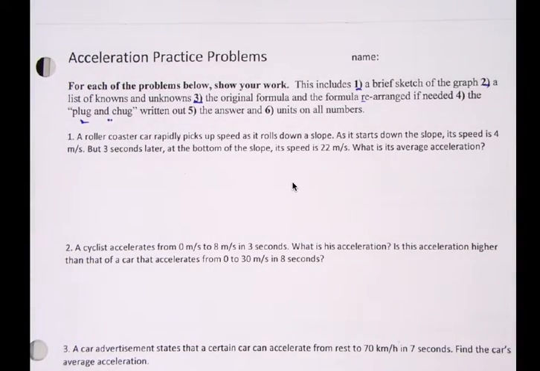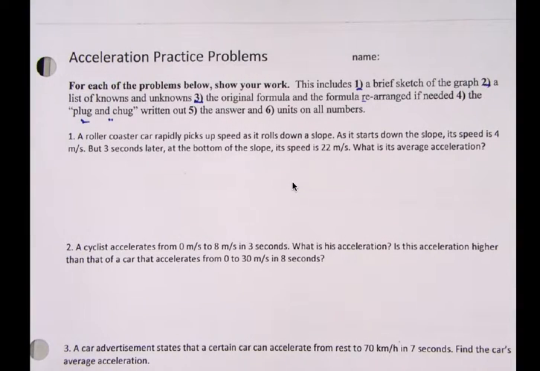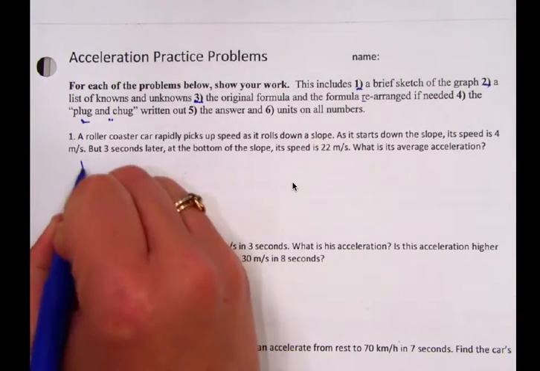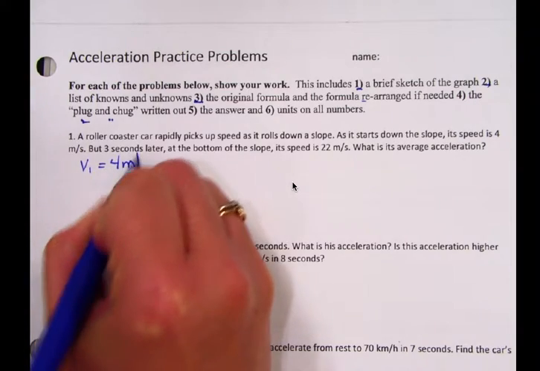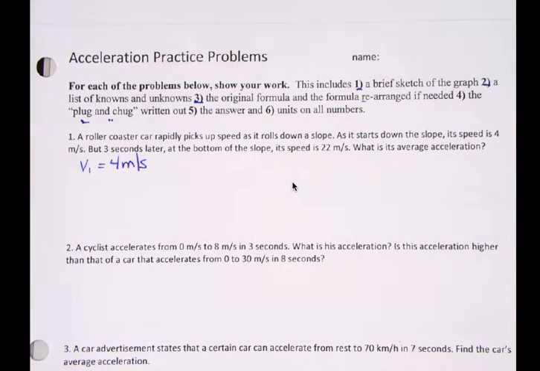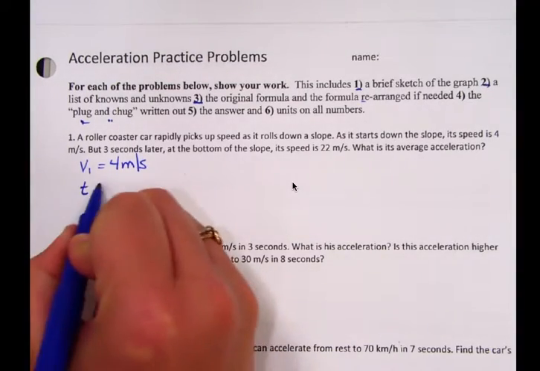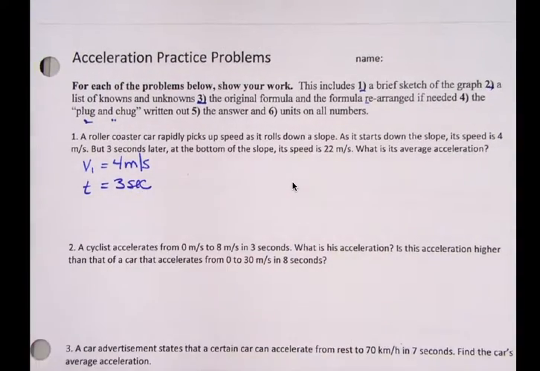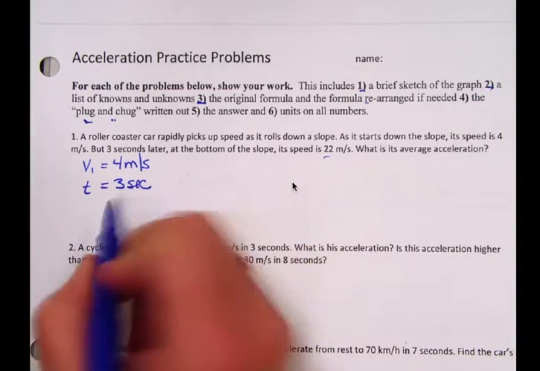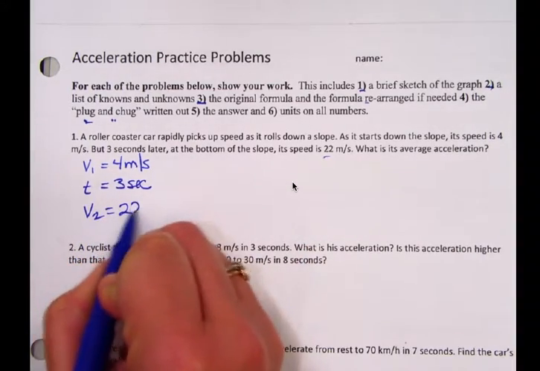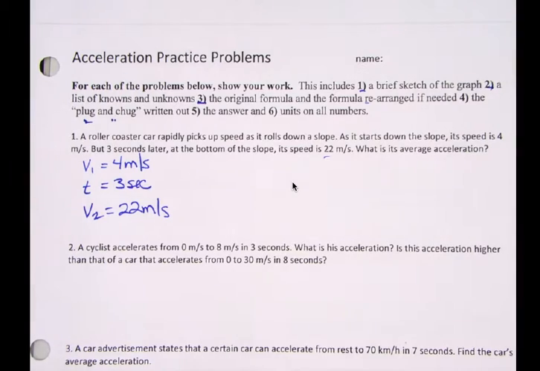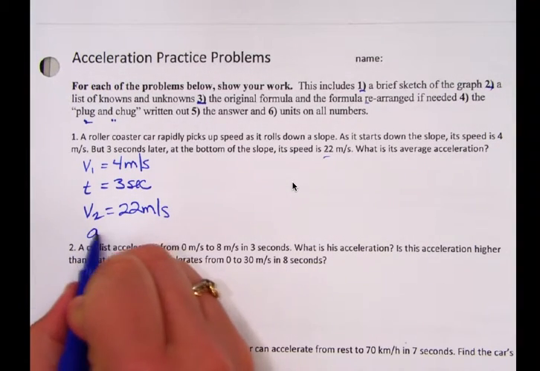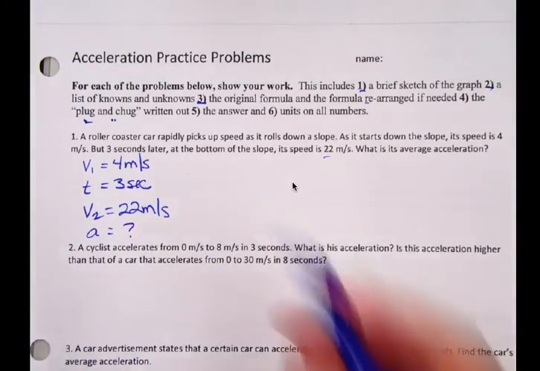So a roller coaster rapidly picks up speed as it rolls down a slope. As it starts down the slope, its speed is 4 meters per second. That is my first velocity because the first time I see it, that's what it's doing. My time is 3 seconds. At the bottom of the slope, its speed is 22 meters per second. That is my V2 because the second time I see this thing, that's its speed. Average acceleration is my question.